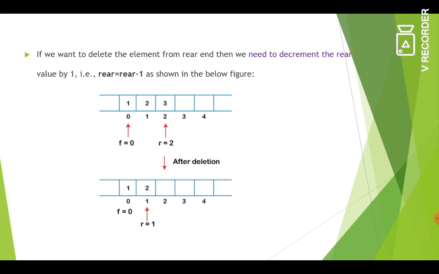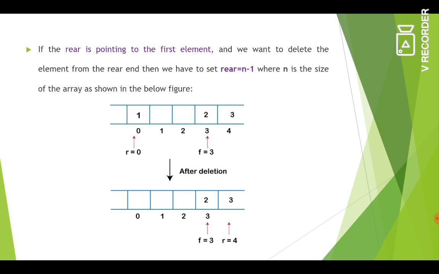For example, see the figure, R points to the index value 2. If I want to delete an element from rear end, I have to decrement rear by 1. So now R points to the index 1. After decrementing the rear pointer, I can pop out the element, I can take out the element. So the deleted element is 3 here.